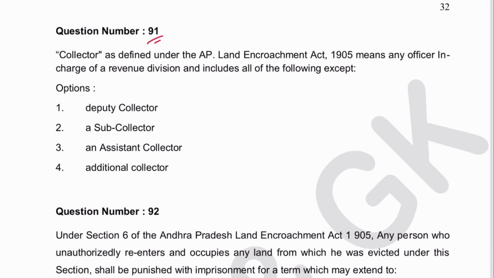Next is 91. Collector as defined under AP Land Encroachment Act means any officer in charge of a revenue division and includes all the following except deputy collector or sub-collector, assistant collector, or additional collector. Additional collector is not mentioned in the section, so 4 is the answer, and the definition is provided in section 1A subsection 1 of AP Land Encroachment Act.